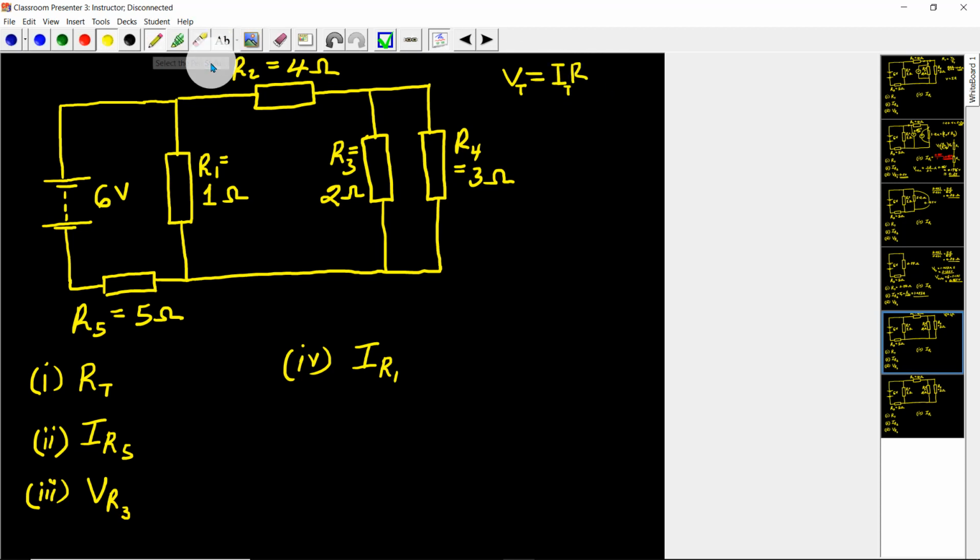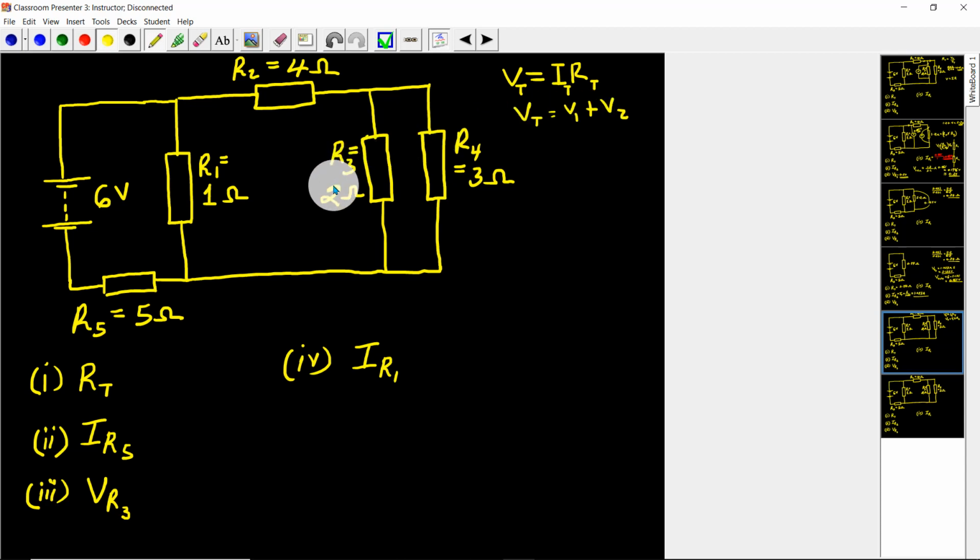If you are provided with IT and RT, you can work out VT. If none of those is provided, then you've got to go to another method of saying VT is equal to V1 plus V2 and see whether it's possible to work out anything from that. So there are always two methods.